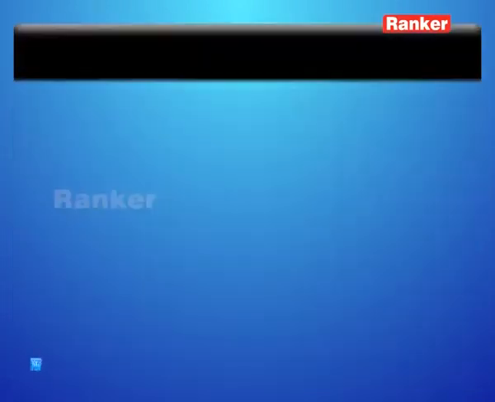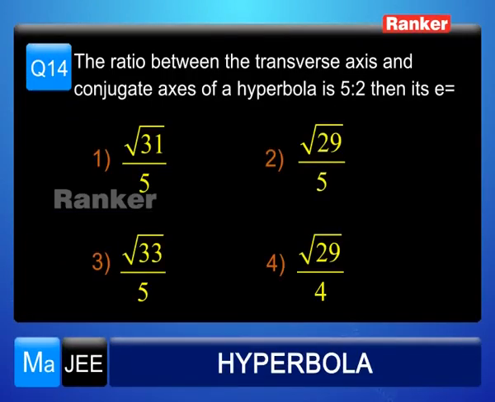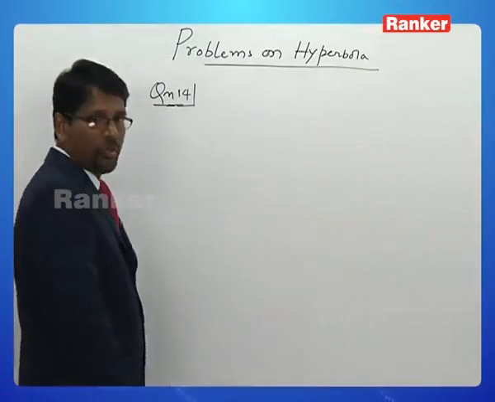The ratio between the transverse axis and the conjugate axis of a hyperbola is 5:2. Then e is equal to, first option root 31 by 5, second option root 29 by 5, third option root 33 by 5, fourth option root 29 by 4. So here is the 14th question.